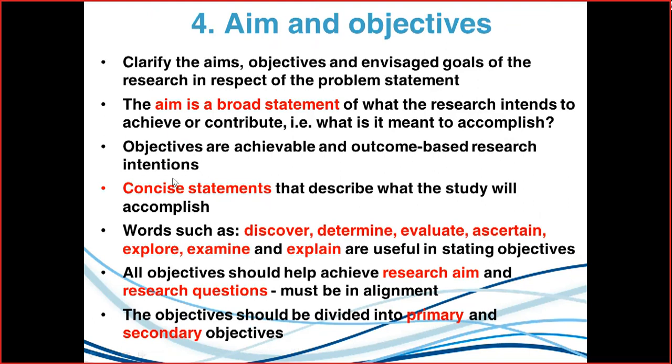Aims and objectives. The aim is a broad statement that basically says what you want to achieve. Objectives are smaller, outcome-based research intentions, so they're concise statements. Use words such as discover, determine, evaluate, ascertain, explore, examine, explain. All the objectives should help achieve the research aim, and then the research questions must be in alignment. The objectives don't have to be, but can be divided into primary and secondary objectives.